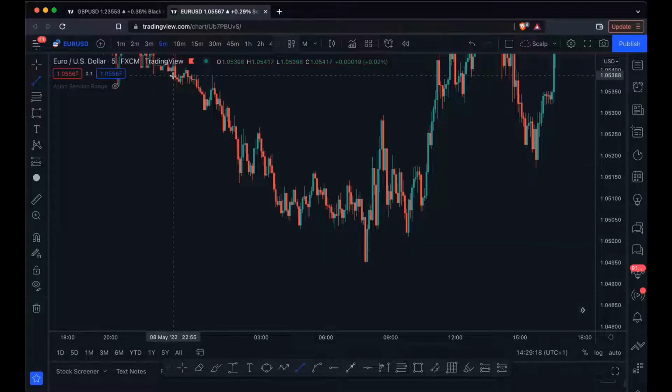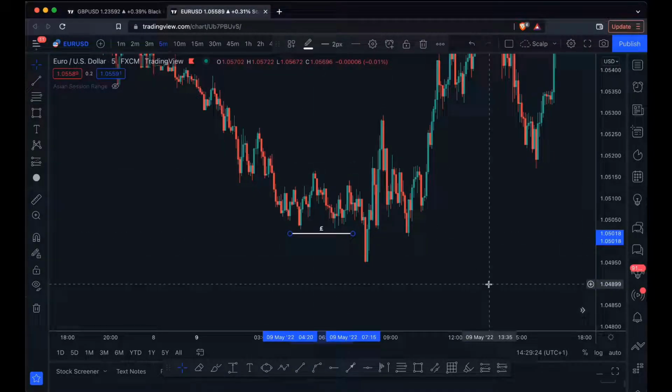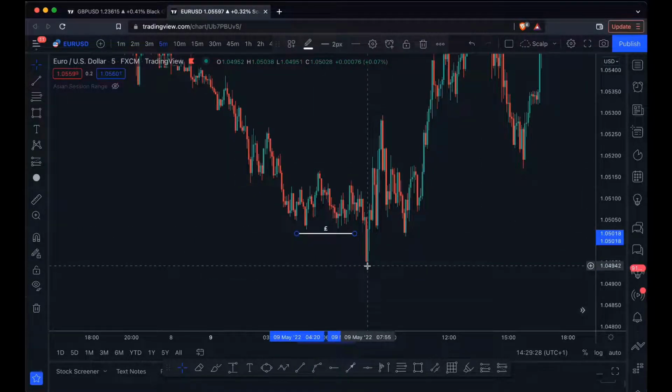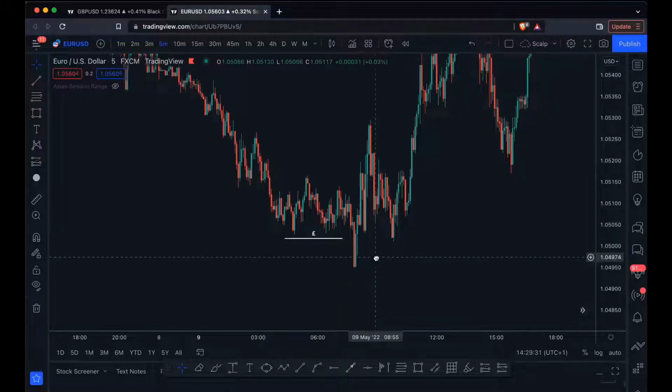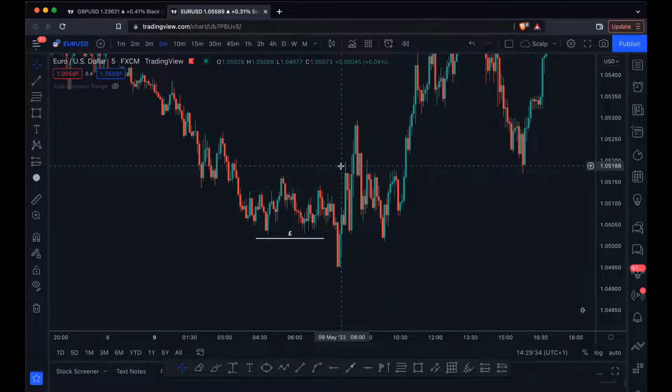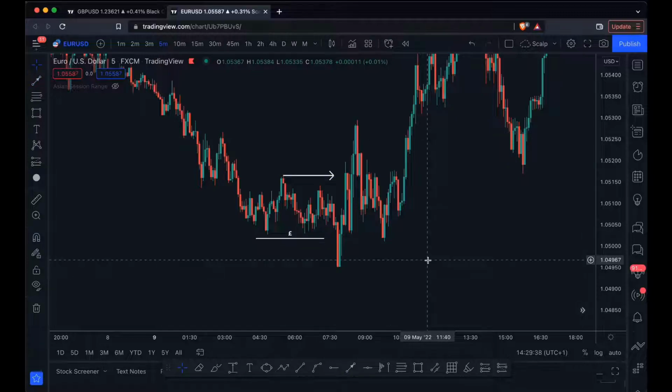Another example we can see happen very recently on the 9th of May. Straight away, we can clearly see we're moving to the downside. We have engineered liquidity here in the form of equal lows, and then we get this liquidity grab just before London open in the morning. Straight after the liquidity grab, we get an impulsive move away that breaks structure. So let's just mark that out here.